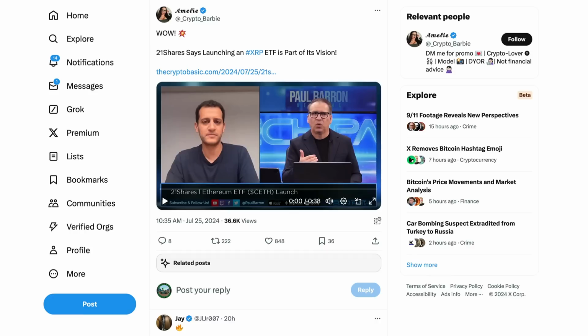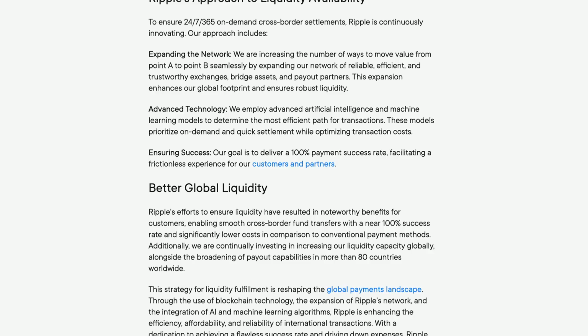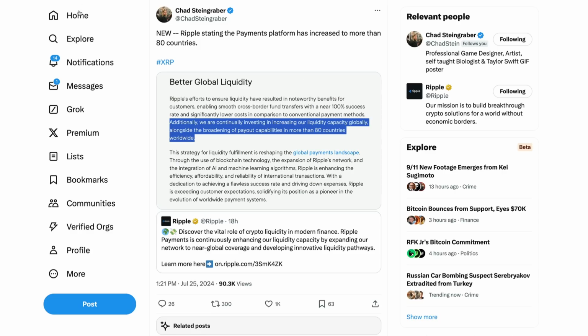So XRP, part of their product vision. Why wouldn't it be if it's going to be one of the most liquid cryptocurrencies on the face of the planet? But that's just my opinion.